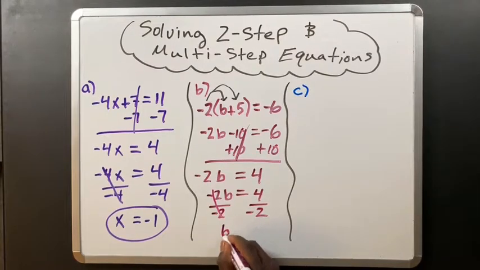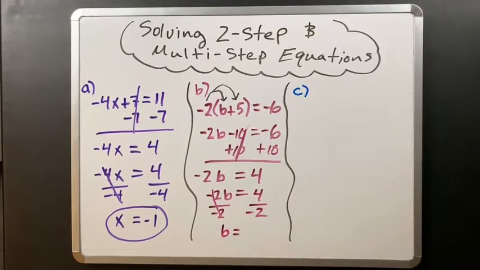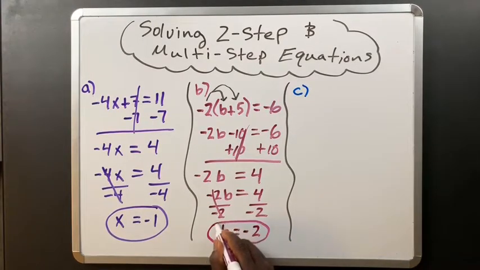Bring down b equals. Positive divided by negative is a negative number. 4 divided by 2 is 2, so we have b equals -2. Always circle your final answer. Take a look at that for a moment. Well, you can always pause if you want to take notes.